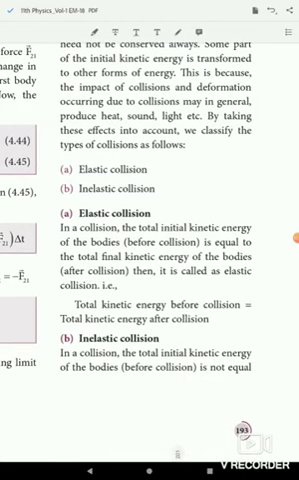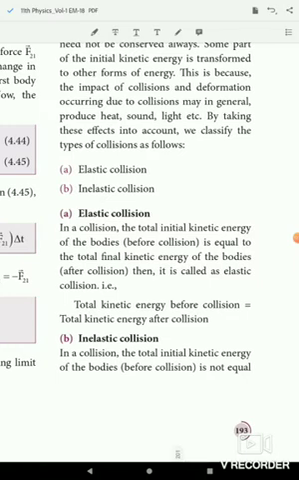So, what are elastic collisions? The total initial kinetic energy of the bodies before collision is equal to the total kinetic energy of the bodies after collision. Okay, this is elastic collision. So you write: total kinetic energy before collision equal to total kinetic energy after collision. This is the elastic collision. Mark it. This is a 2 mark.